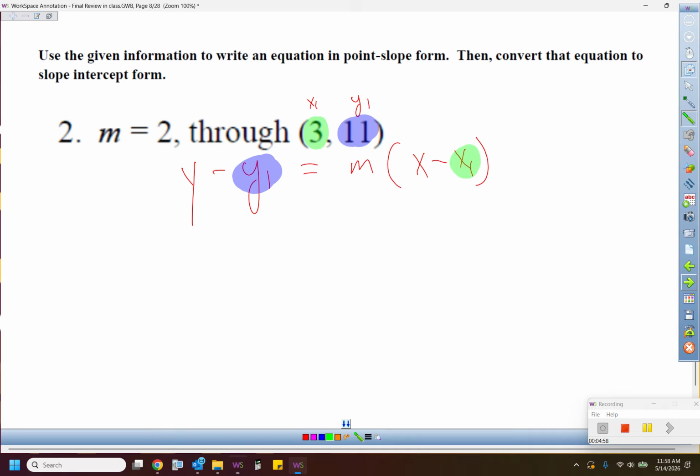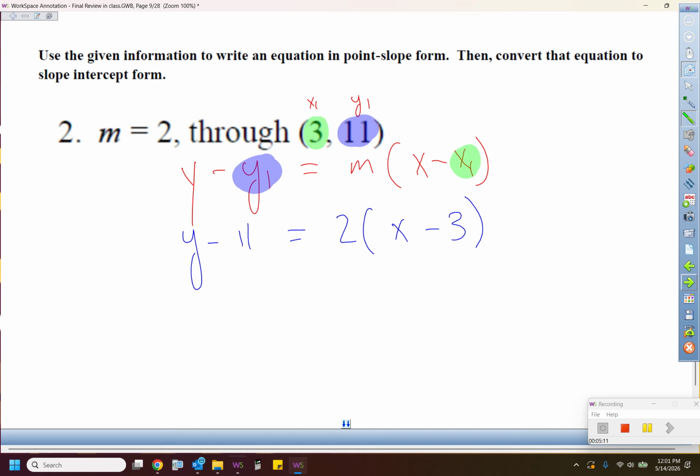But let's sub in. Remember, x1 and y1 were the points that they gave you, and m is the slope. So let's sub on in. Okay, so did we put the numbers in the right spots? Are we okay with that? Now, this is not the final answer that they want. They want it in slope-intercept form.